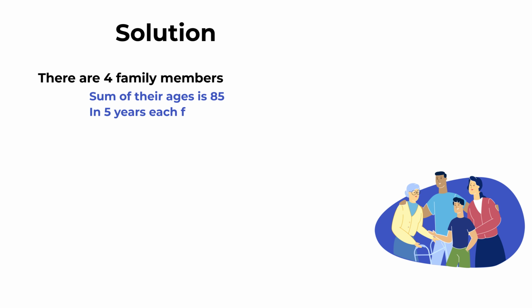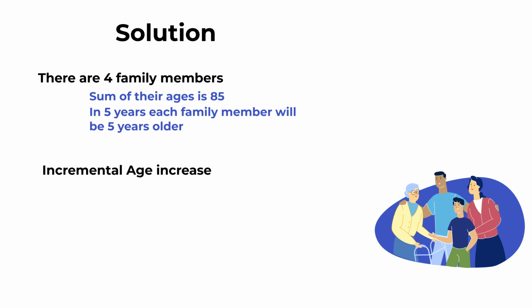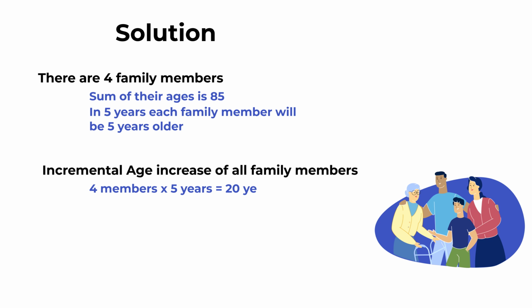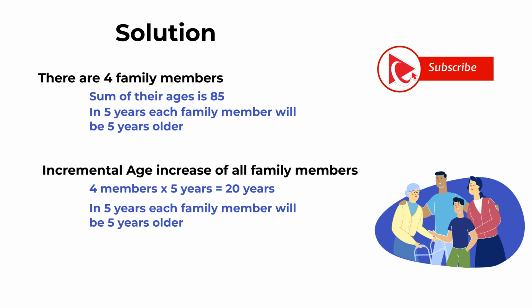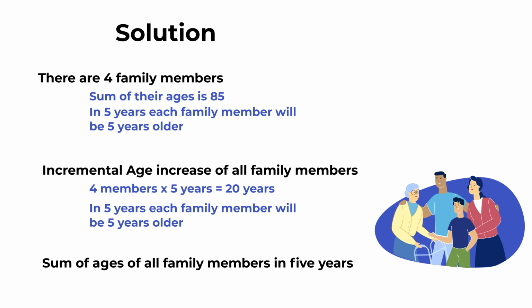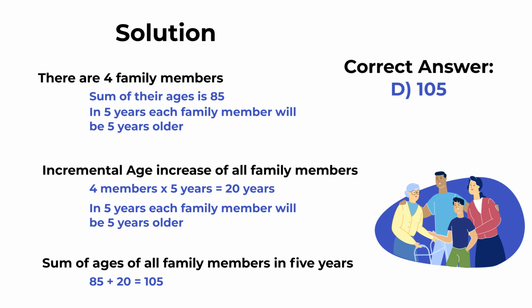And in 5 years, each family member will be 5 years older. So the incremental age increase for all family members can be calculated as 4 family members multiplied by 5 years equals 20 years. So the sum of the ages of all family members in 5 years can be calculated as 85, which is the original sum, plus 20, which is the incremental age increase, and would be equal to 105. So the correct choice here is choice D, 105.